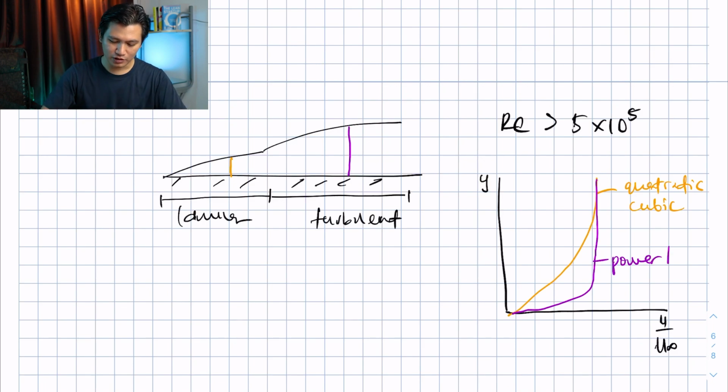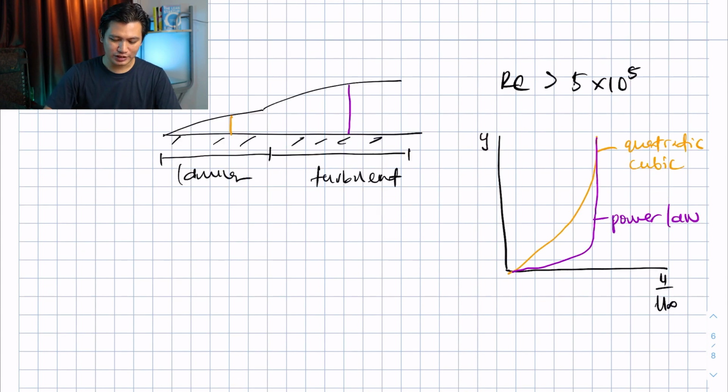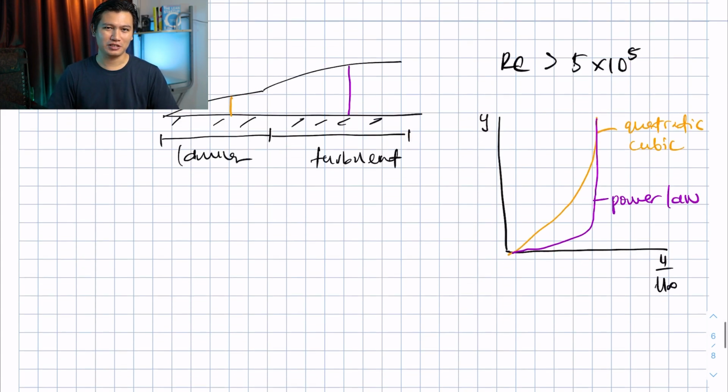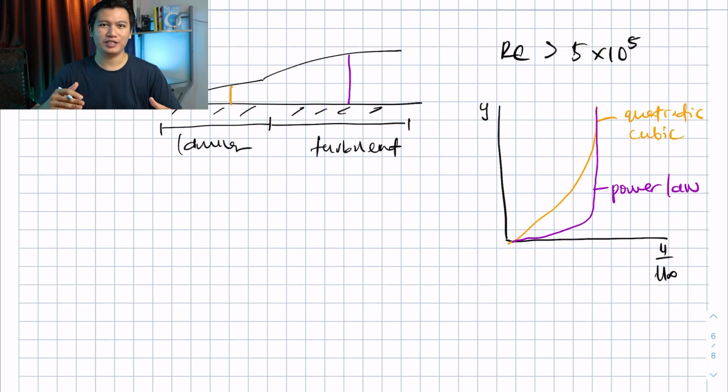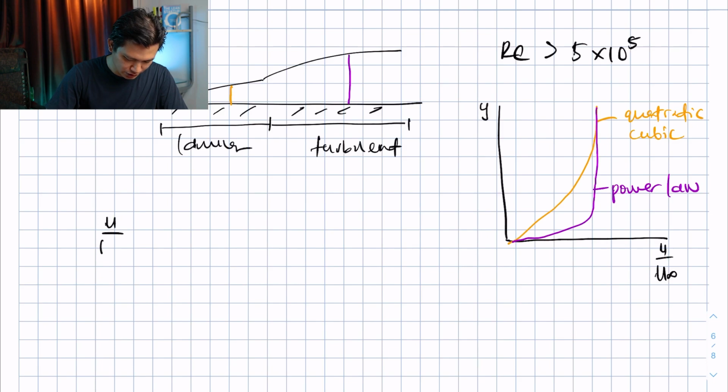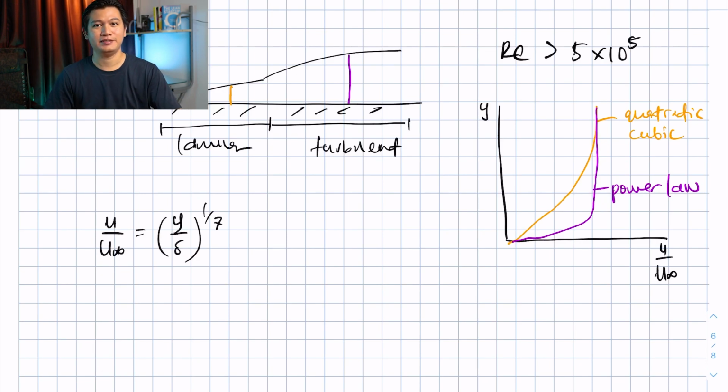So we're going to use what we call the power law. Okay, and power law is quite simple. Actually, it's much simpler than quadratic and cubic equation when we deal with it later. So for power law, it looks something like this. u over u infinity equal to (y over delta) to the power of 1 over 7. And the thing with turbulent boundary layer, the denominator, the number 7 can actually change from 7, 8 or 9 depending on where you are in the Reynolds number.